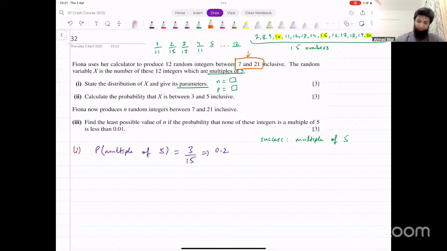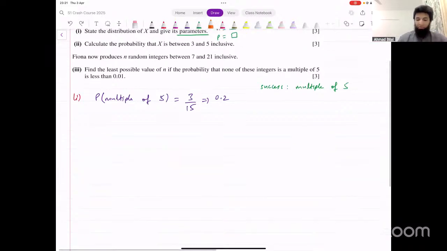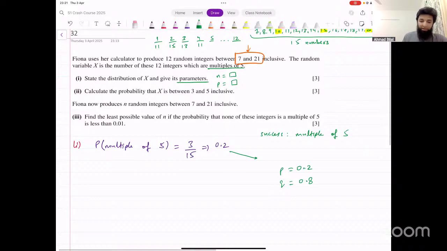Okay. So one time that we generate an integer, the probability of getting a multiple of 5 is 0.2. So that's your probability of success. We can say p is equal to 0.2 and q therefore will be 0.8. Now in the first question, they were saying, state the distribution of X.